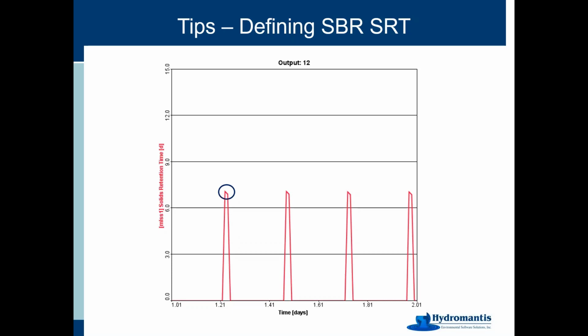You only see it. Otherwise, it's 0 all the time because you're not wasting anything. So we don't actually do the calculation until wastage is happening. Then we pop up. And in fact, you can even see that the SRT is going down a little bit during the wastage phase because, of course, we're removing some of that biomass. But this will give you an approximation here, 6 point whatever days for this particular example. So it's a way to kind of get to what you're looking for.